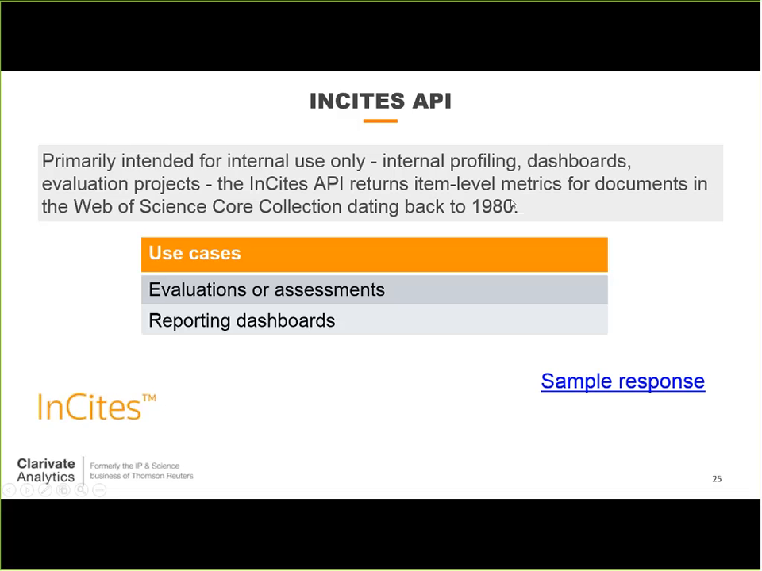So Insights API is the web service that is coming from the Insights environment. It's primarily intended for internal use only, so mostly for internal profiling, for dashboards, evaluation projects, etc. And it returns item-level metrics for the documents in the core collection dating back to 1980, excluding the Emerging Sources Citation Index, since this is the data that Insights contains. So as we said before, the use cases would be evaluations or assessments and reporting dashboards.